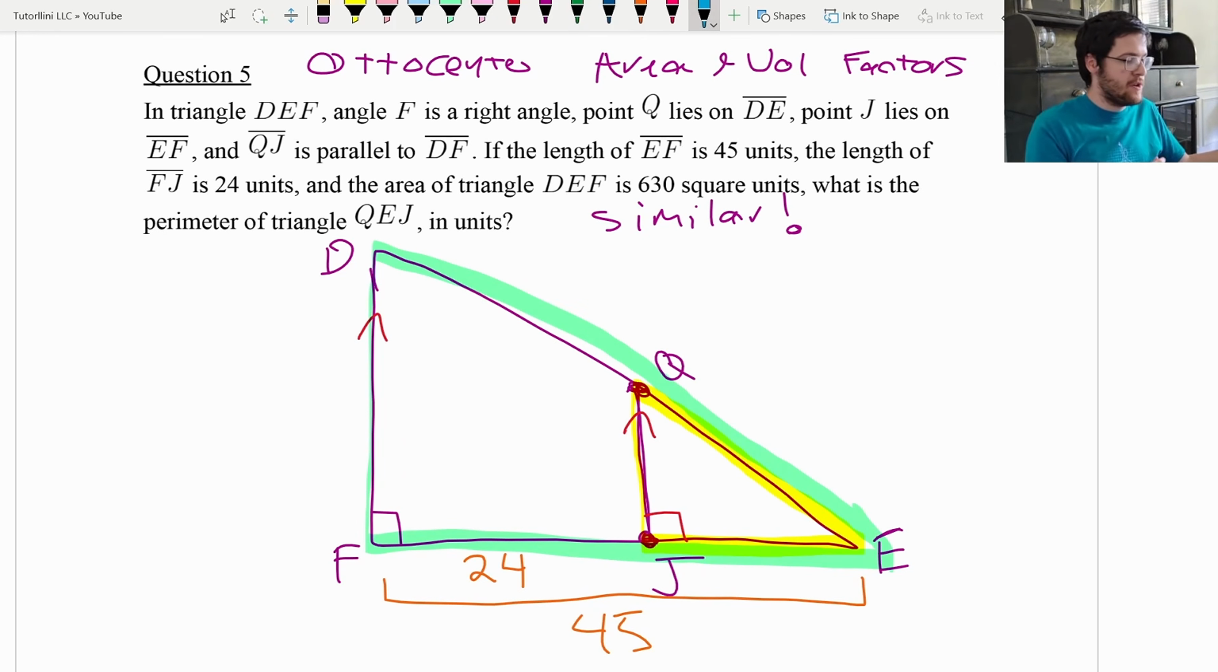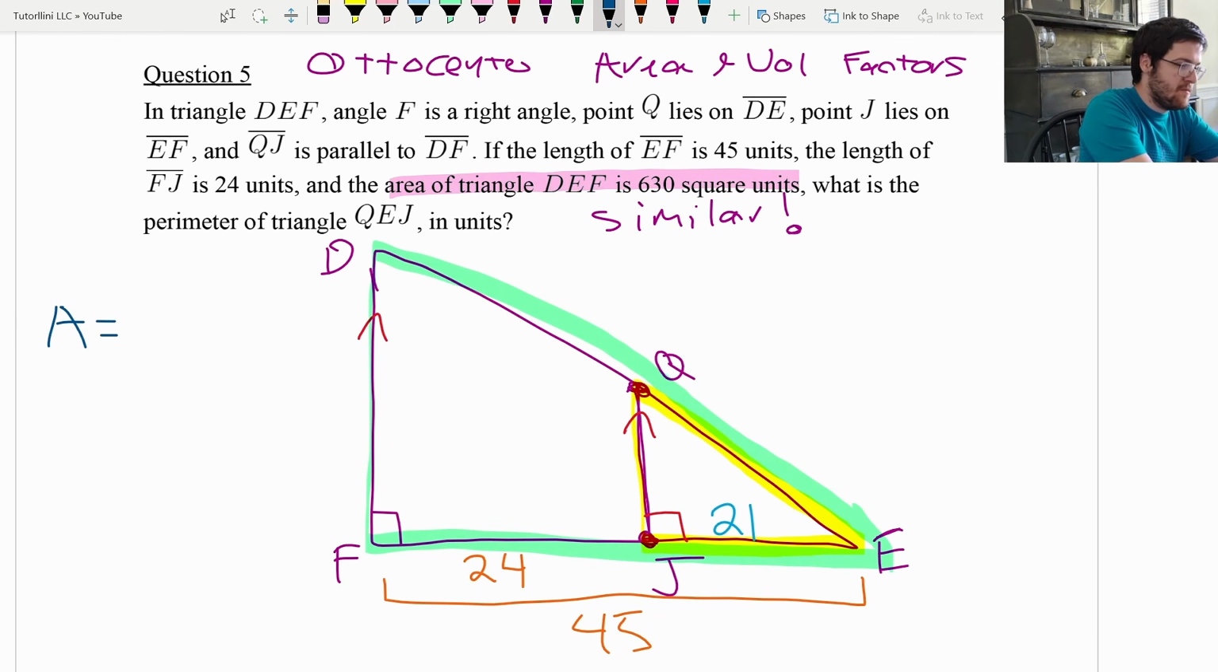So 45 minus 24, that is 21. And we're going to use these two as our defined ratio to help us figure more stuff out about the problem. But first, let's tackle this thing where it says the area of a triangle DEF is 630 square units. So the area of a triangle formula on the reference sheet is 1/2 base times height.